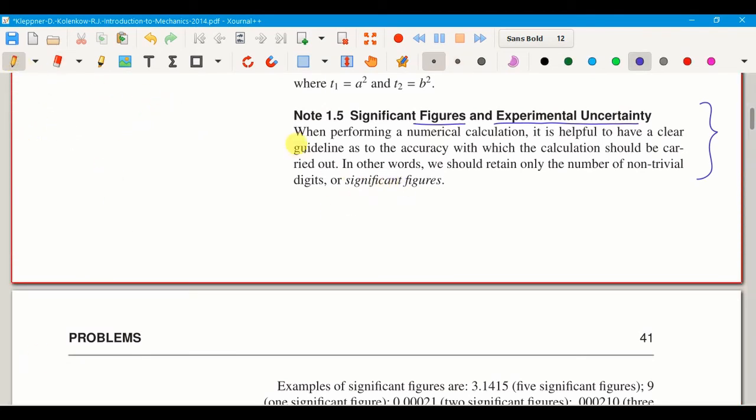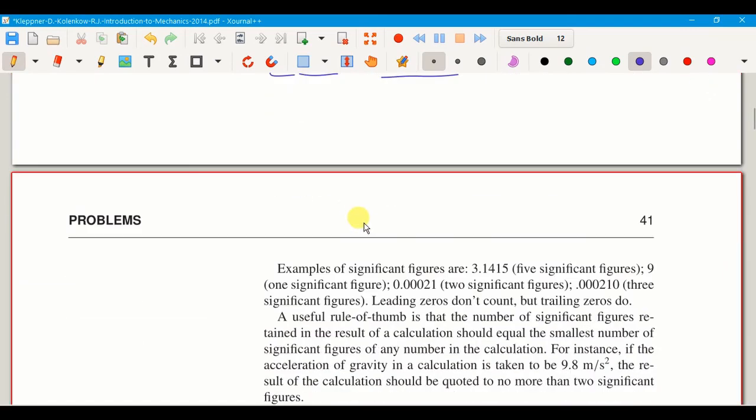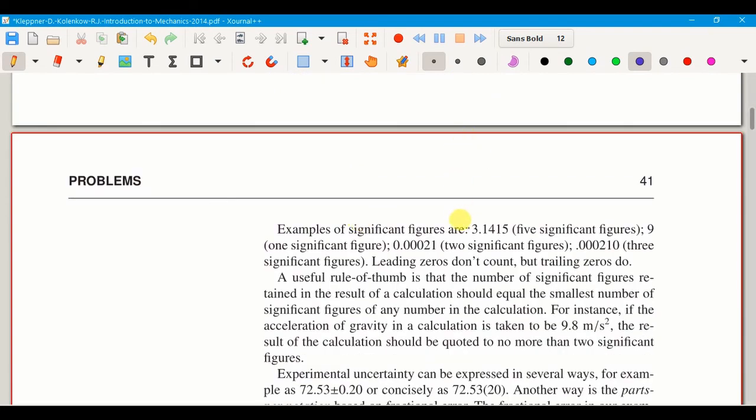Okay, so let us read it out. When performing a numerical calculation, it is helpful to have a clear guideline as to the accuracy with which the calculation should be carried out. In other words, we should retain only the number of non-trivial digits, the significant figures. For example, here the significant figures are 3.1415. So we have 1, 2, 3, 4, 5: five significant figures.